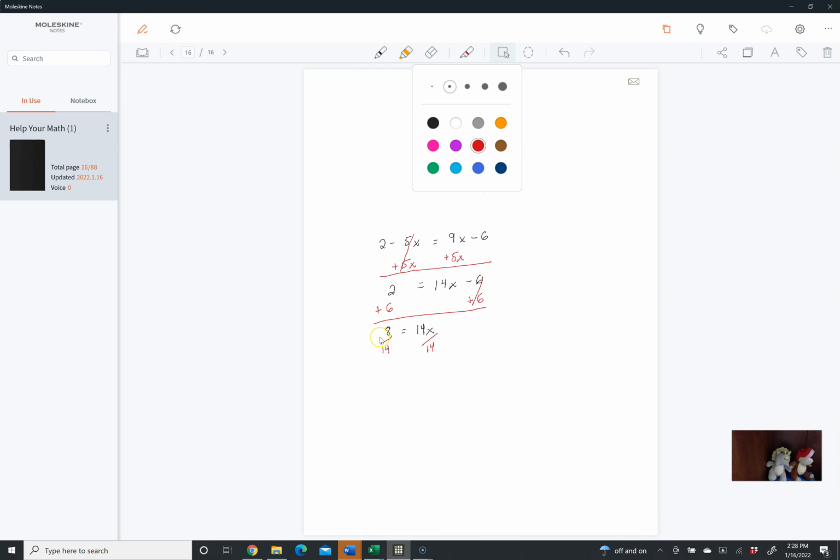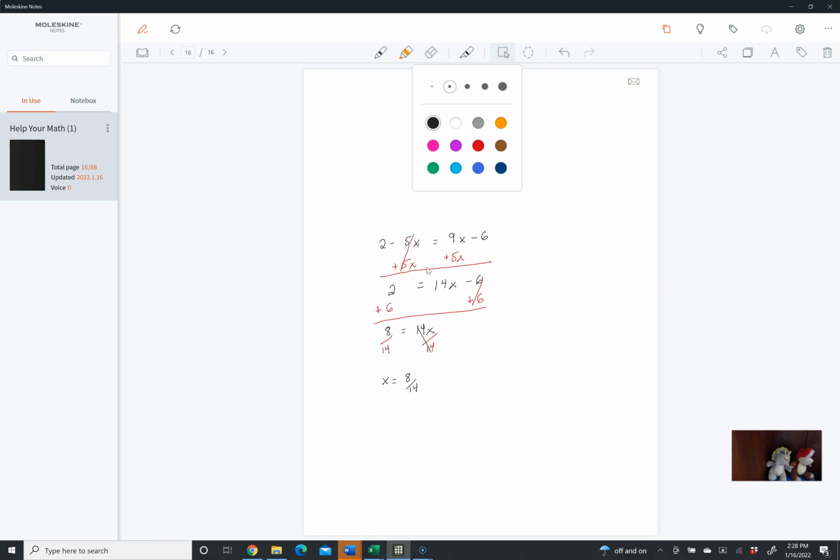Division is the inverse of multiplication. 14 over 14 just becomes 1. So what we have here is 8 over 14. 8 over 14 is equal to x. I personally just like my x's on the left, so I'm going to write it as x is equal to 8 over 14. That's because these 14s cancel out to a 1.